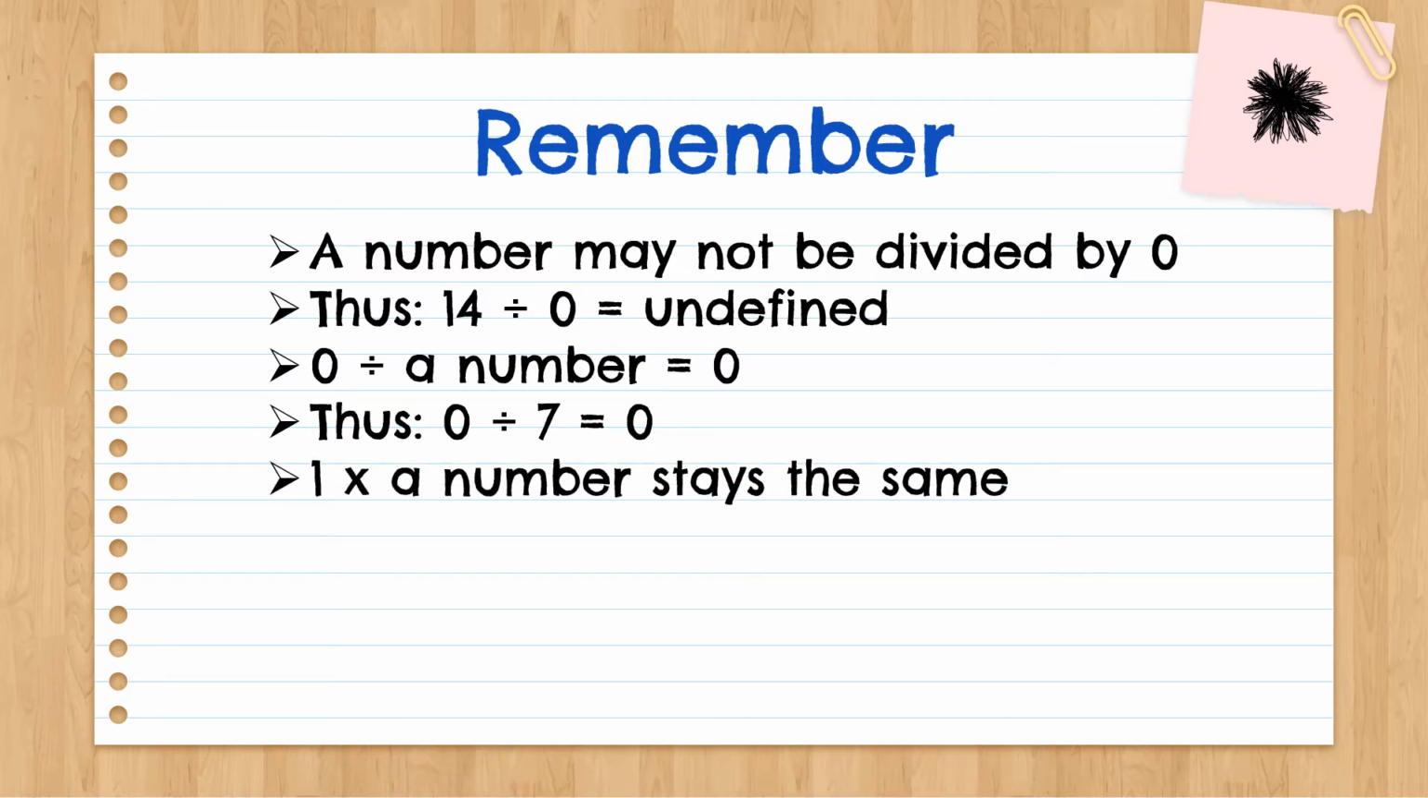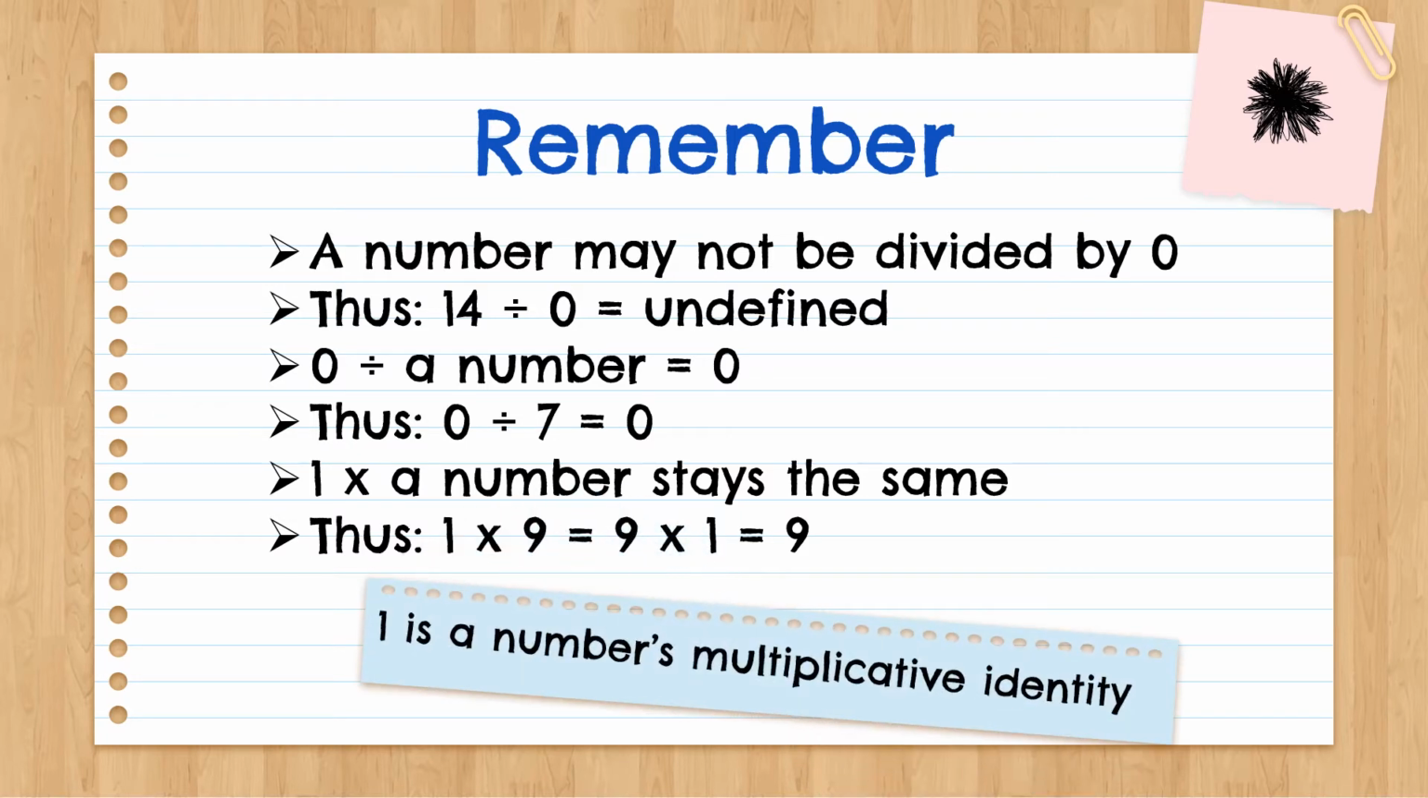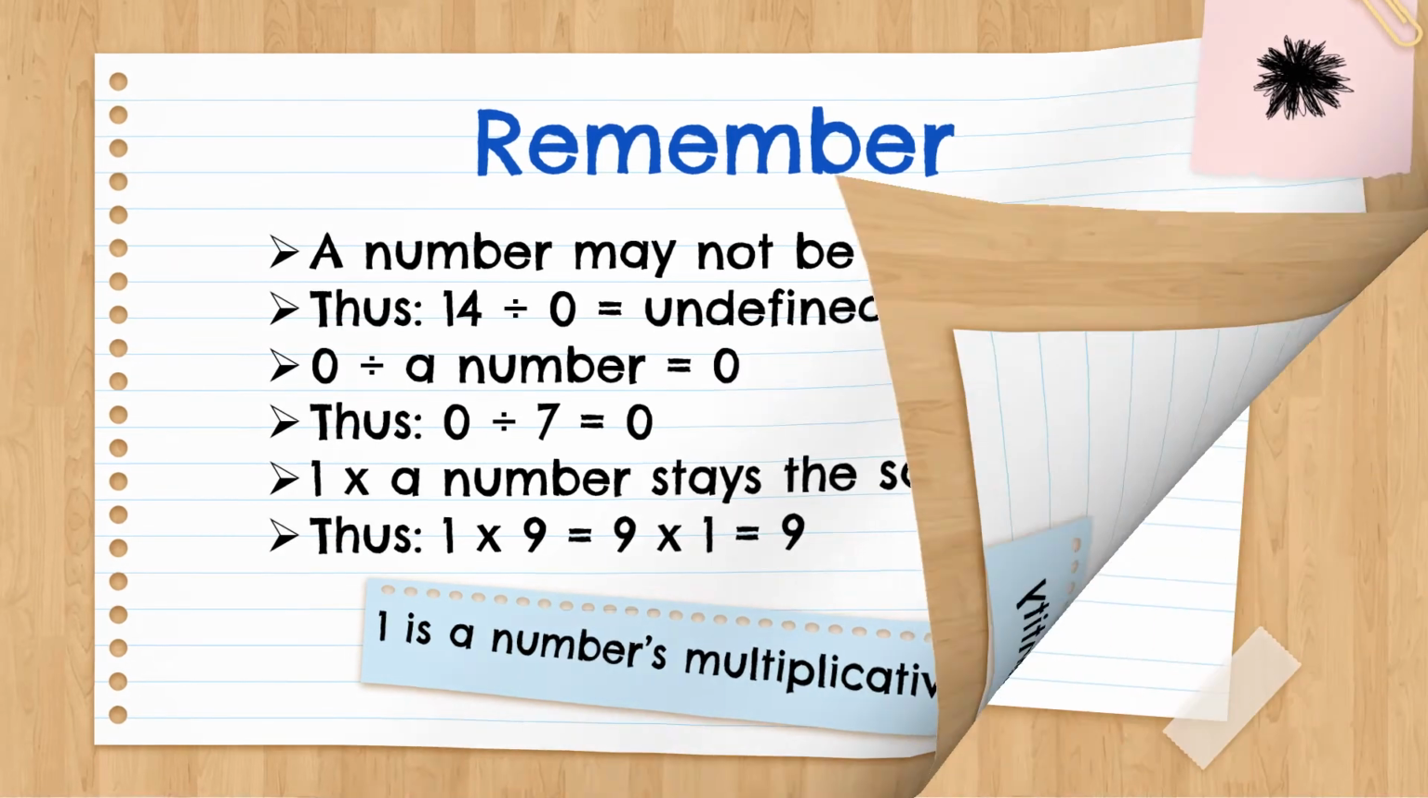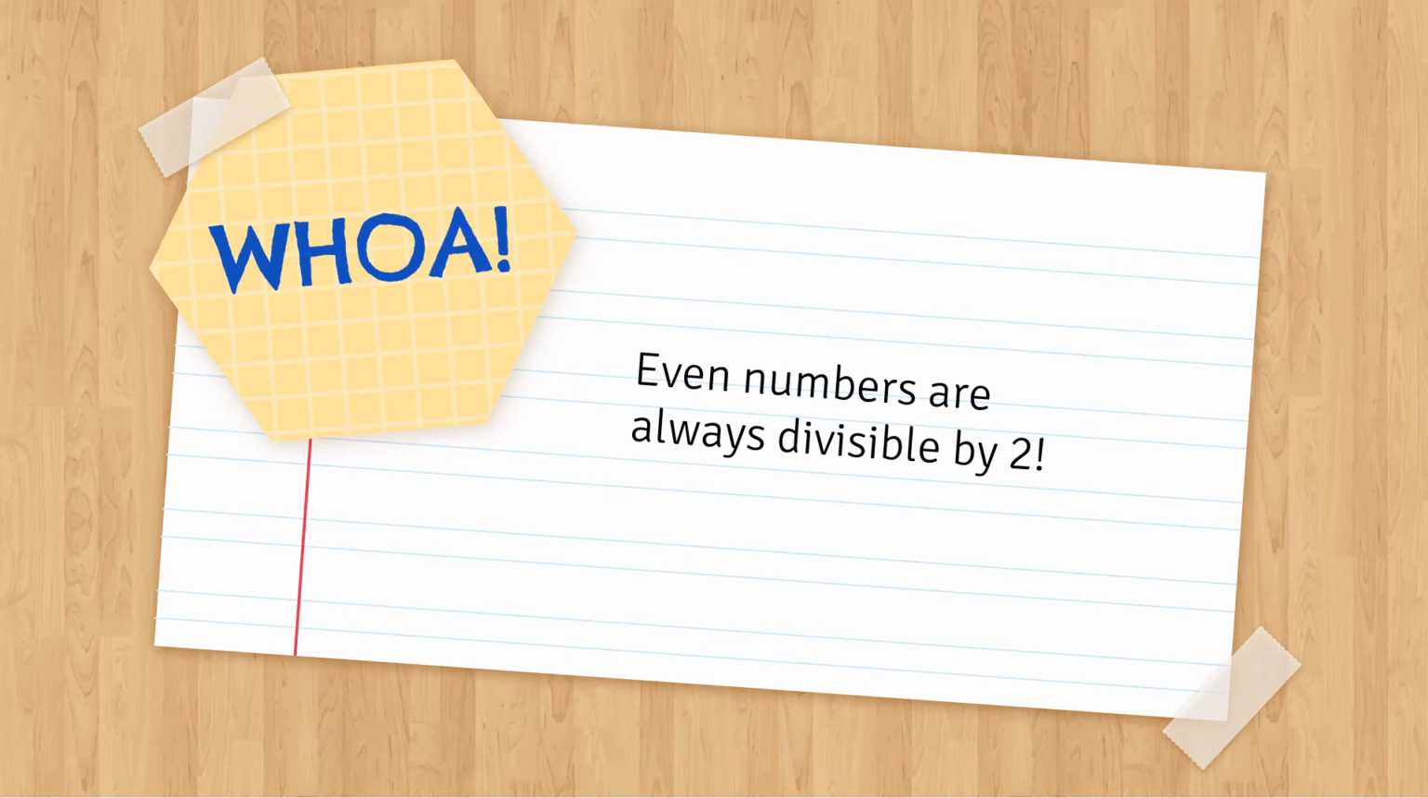1 times a number stays the same. Thus, 1 times 9 is the same as 9 times 1, which equals 9. It is important to remember that 1 is a number's multiplicative identity. Okay, whoa, stop. We're not done with the important information yet. Even numbers are always divisible by 2. It's important that you remember that.